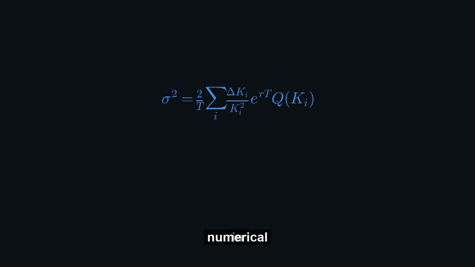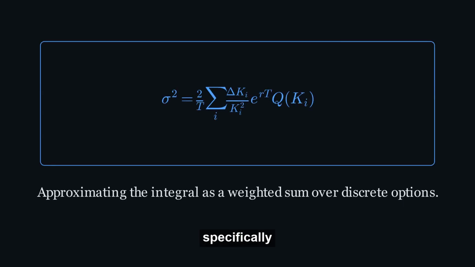The solution lies in numerical integration techniques, specifically approximating the integral as a summation. Instead of integrating from 0 to infinity, we sum across the available strike prices for a given expiration. Each option's contribution is weighted based on its position relative to adjacent strikes, effectively forming a series of trapezoids under the implied volatility curve. This transformation from integral to sum is the cornerstone of practical implementation.